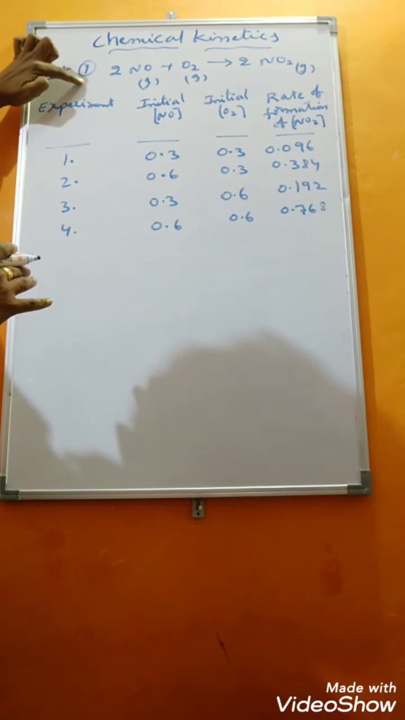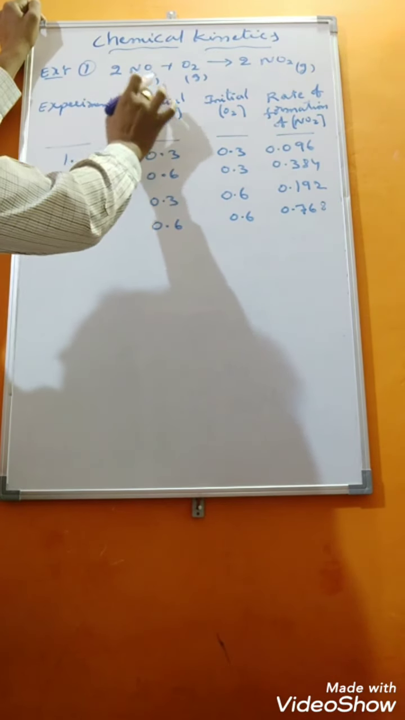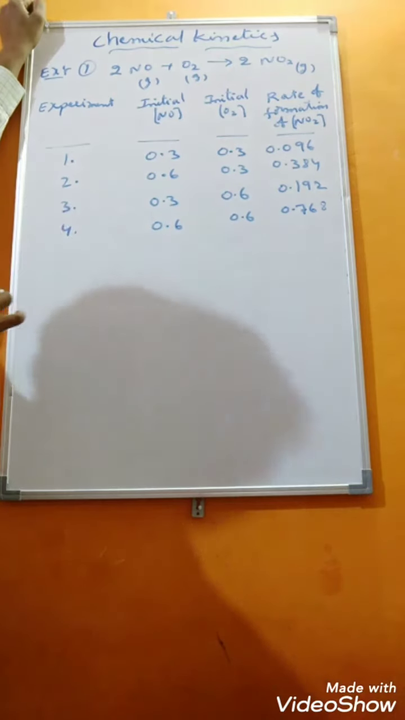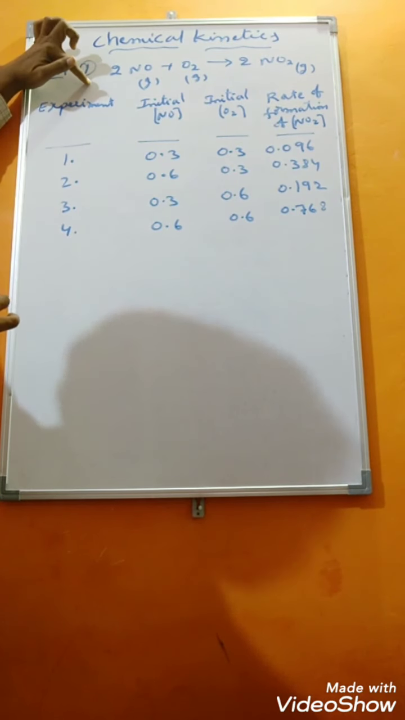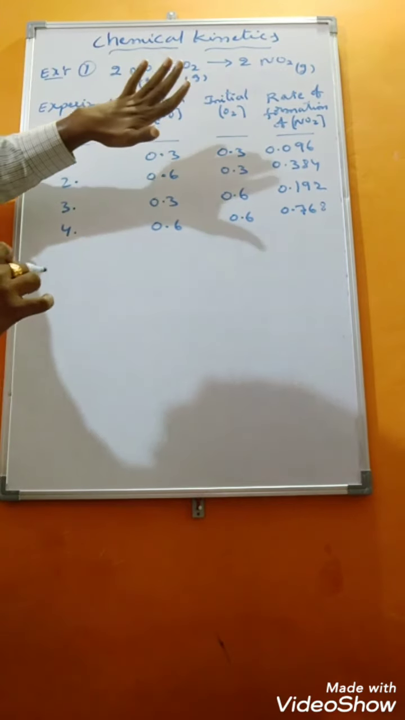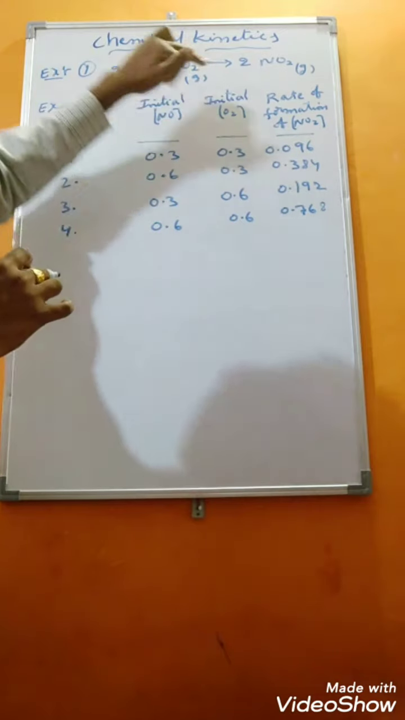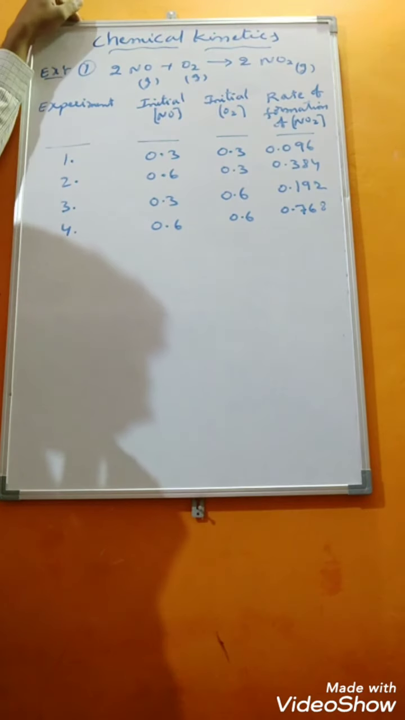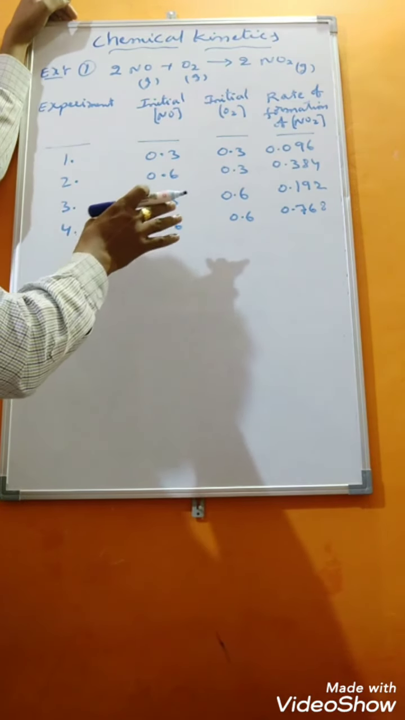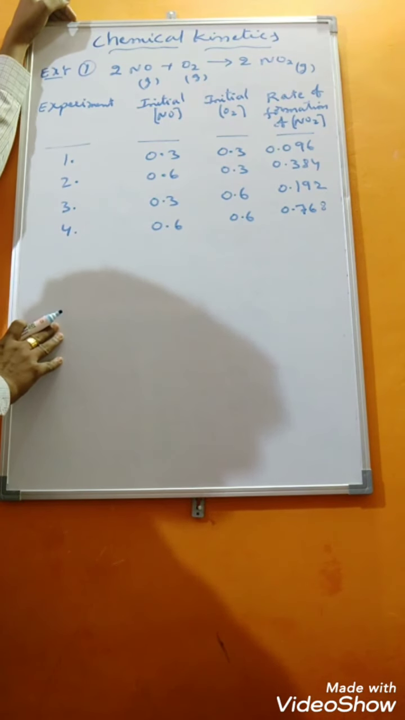Here I have given an example. Note this down, everybody. The example is 2NO + O2 gives 2NO2. This is the balanced chemical equation I have given to you. By looking only at this reaction, we cannot write the rate expression. But by looking at the experiments, we can identify it. How do we write the rate expression by using this experimental data? We are going to discuss that now.